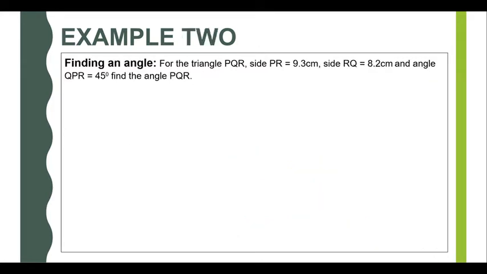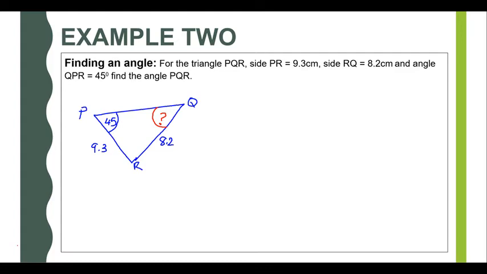Again, we need to draw a picture and fill in all the information we can. We know that side PR is 9.3 centimetres. RQ is 8.2 centimetres. And angle QPR, so that angle at P, the middle letter, is 45 degrees. We're then asked to find the angle at PQR, so Q, the angle at the middle letter, is what we're trying to find.